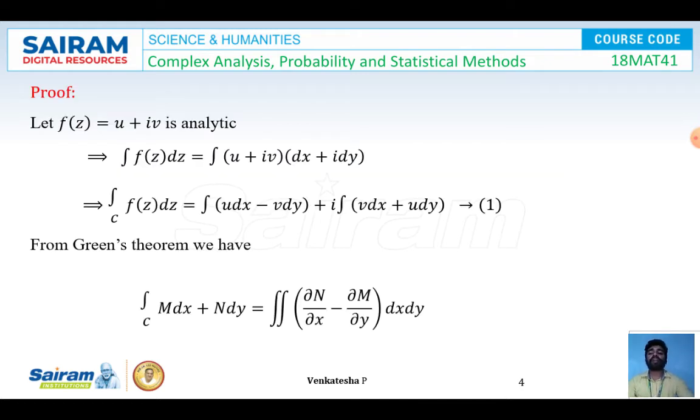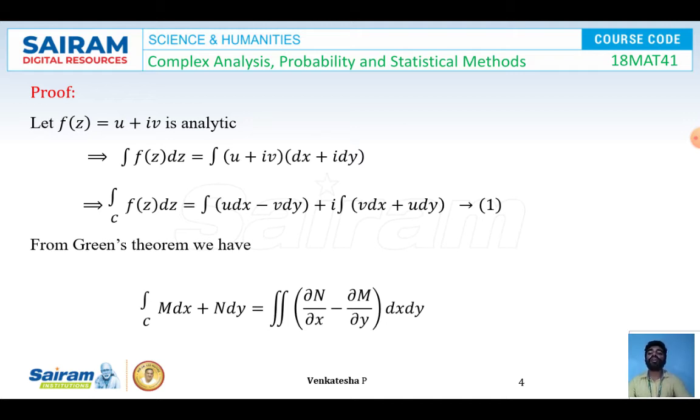Since they have given that the function f(z) is analytic, take the function f(z) as a complex variable, that is u plus iv. Now I am going to apply the integration on both sides with respect to z. So we will get the integral over C of f(z) dz is equal to the integral over C of (u plus iv) into (dx plus i dy). Now by multiplying both, we will get u dx plus u i dy plus i v dx plus i v i dy. By multiplying i into i, we get i squared, which becomes minus 1.